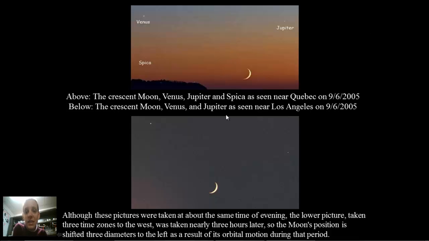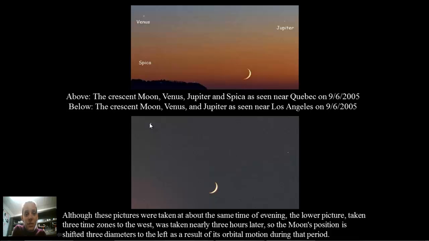So we can actually see the moon moving. So they were taken at about the same time at night. Let's say this was 9 o'clock at night. But 9 o'clock at night in Los Angeles is actually midnight in Quebec. And you can see that within that time period, the moon has actually shifted.